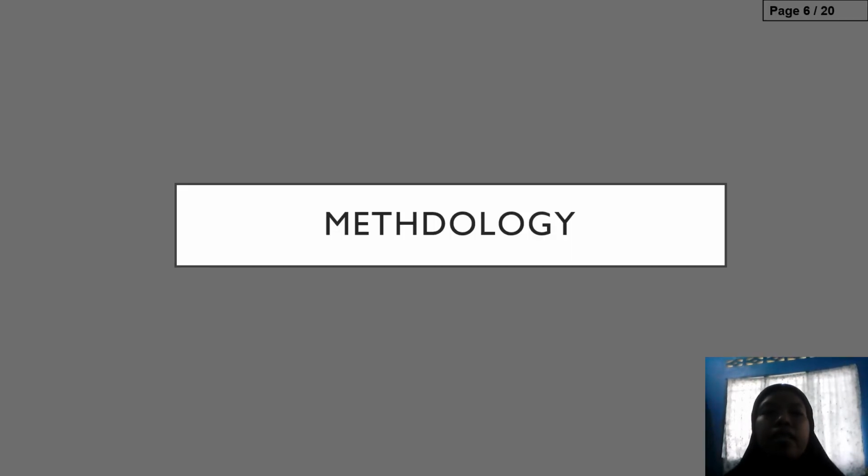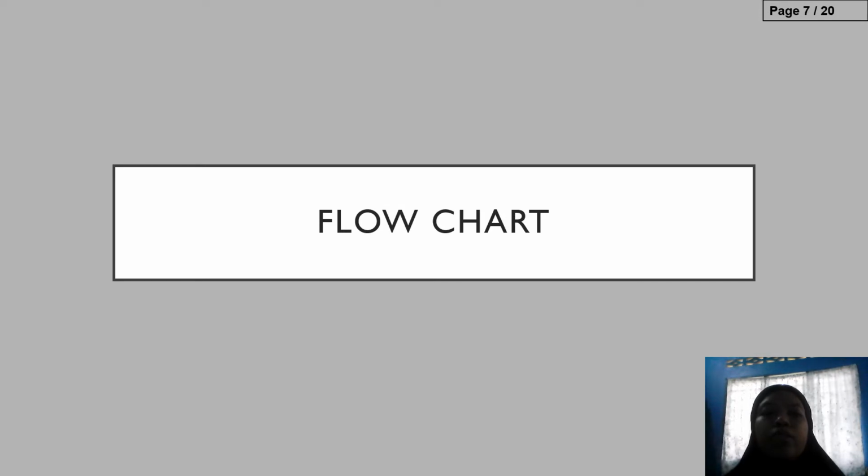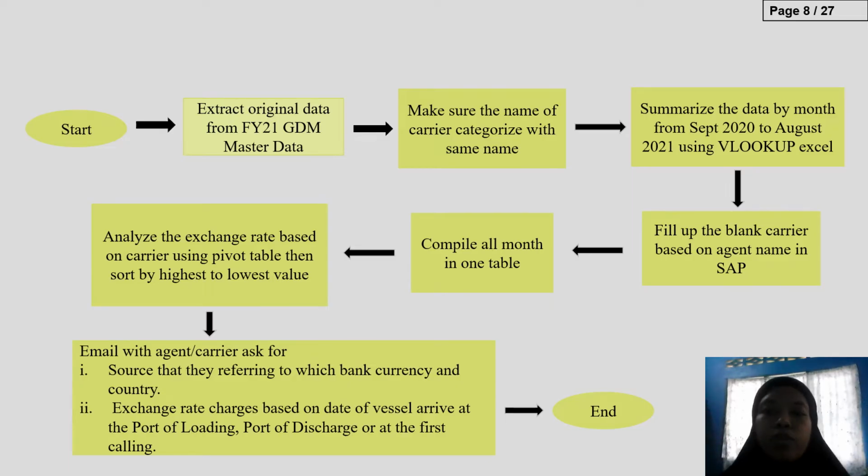Methodology. I will show you the flowchart. For the start, extract original data for FY21 GDM master data. Make sure the name of carrier is categorized with the same name. Summarize the data by month. Fill out the blank carrier based on agent. Compile all months. Analyze the exchange rate based on carrier.